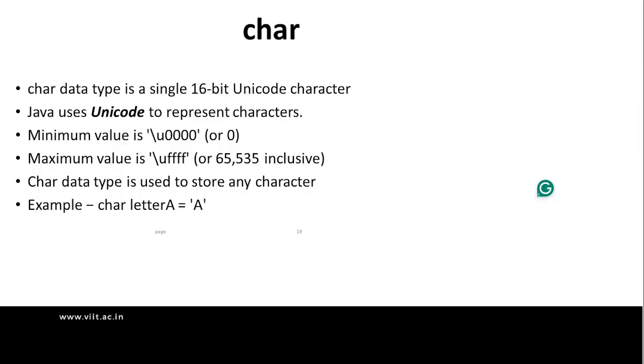Character. This character data type is a single 16-bit Unicode character. Java uses Unicode to represent characters. Minimum value is \u0000 in single quote, or simply 0. The default minimum value is 0 and the maximum value is up to 65,535 because it is 16-bit. If you calculate it, you will get a value of 65,535. Character data type is used to store any character, and its example is char letter A equal to 'A'.